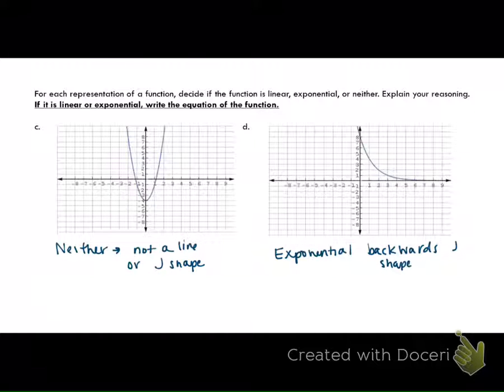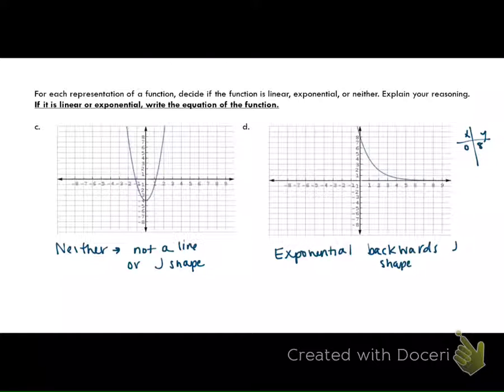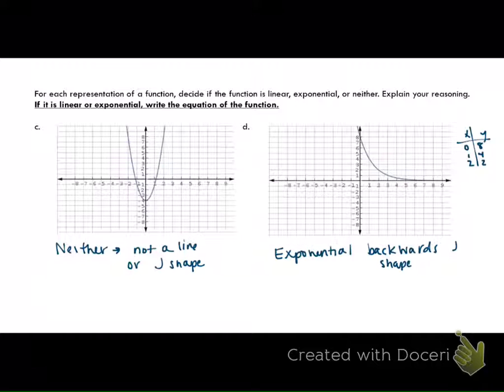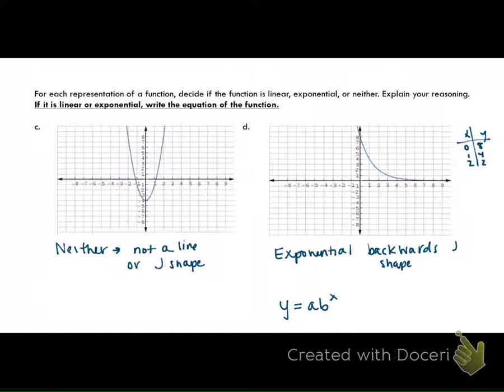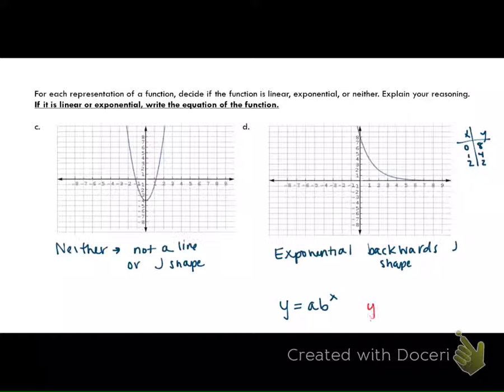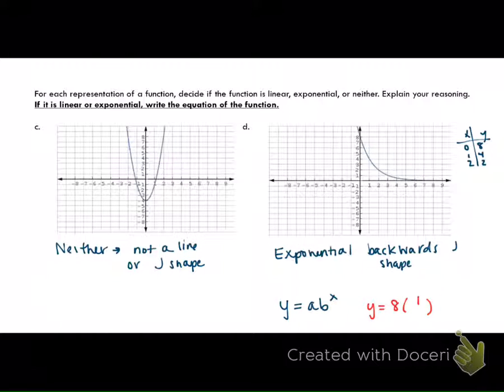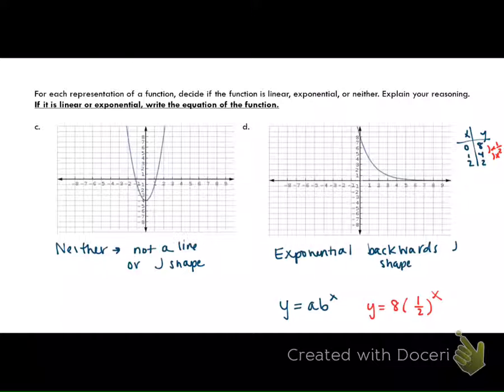Okay, so we put some points on a table to figure out what we're multiplying by. 0, 8; 1, 4; 2, 2. Morgan, give me the equation. Perfect, to the x power. Good. So you are multiplying by half each time. It should be a number between 0 and 1 since we are decaying.